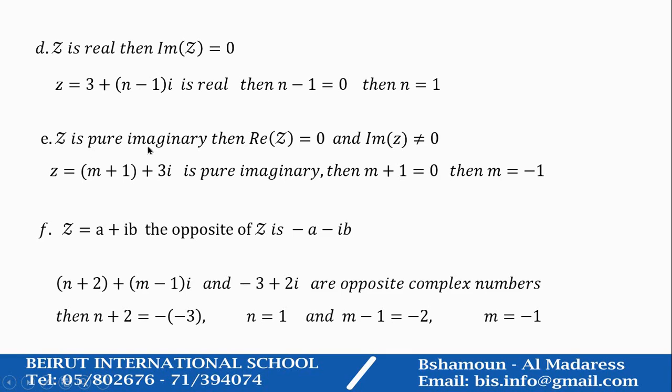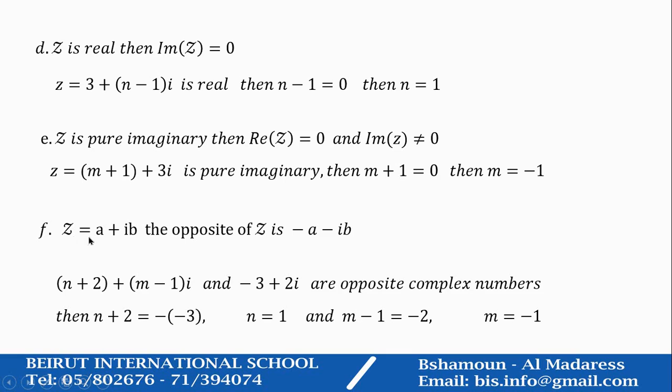If Z is pure imaginary, then the real part is 0 and the imaginary part is not 0. For example, Z equals (m plus 1) plus 3i is pure imaginary, which leads to the fact that the real part equals 0, m equals minus 1, and 3 is different from 0.